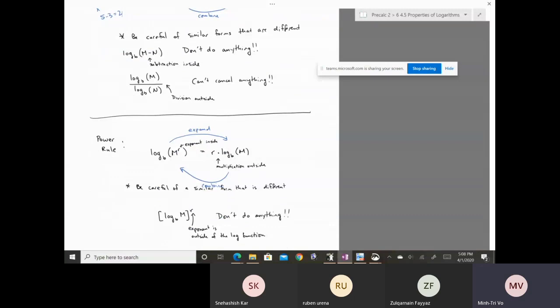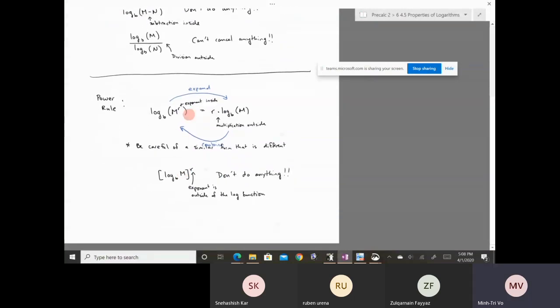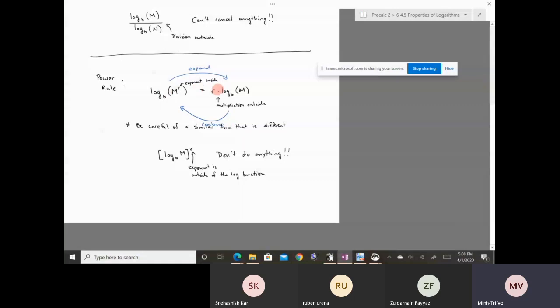And then finally, we have the power rule. Well, technically, there's one more on the last page here, but the next one is called the power rule, and the way it works is the exponent inside the log turns into a coefficient, right? So it becomes multiplication outside the log, and then vice versa. Coefficients turn into exponents. So that's the power rule.